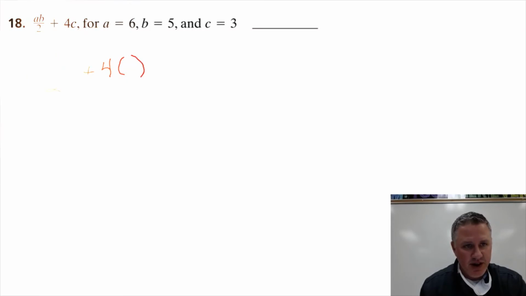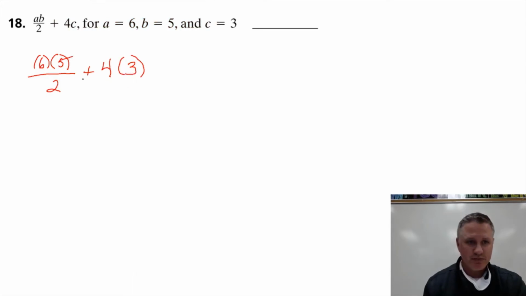6 goes in for A. 5 goes in for B. And 3 goes in for C. And now it's an order of operations problem. Let's clean up this numerator. 6 times 5 is 30. I'm going to rewrite everything.